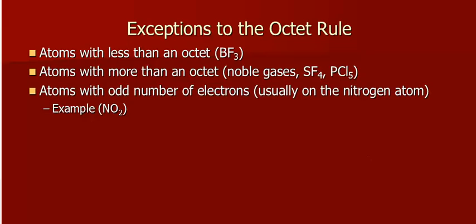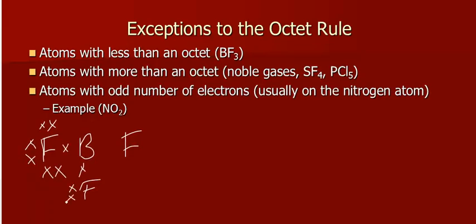Exceptions to the octet rule. Atoms with less than an octet. Number 1 here, BF3 is an example of less than an octet. Now, the exceptions occur around the central atom. So the outside atoms, like F, they're going to have 8. So I'm going to start with the F's and work my way towards the middle. But F has to have 8 because it's a terminal atom. It's on the outside.